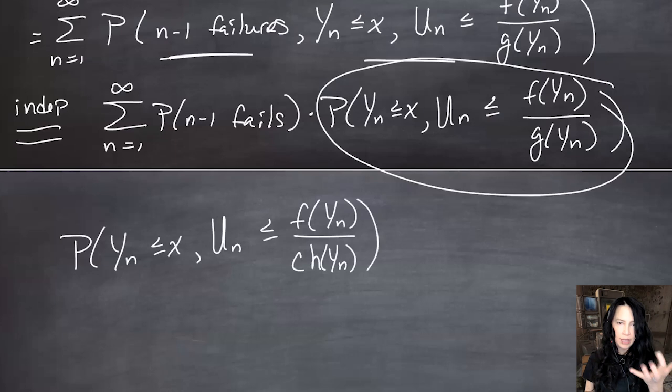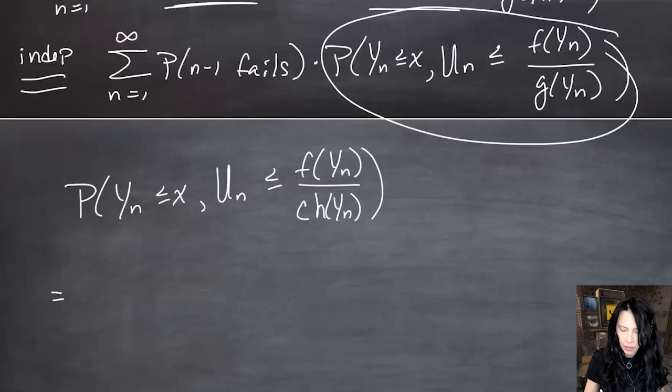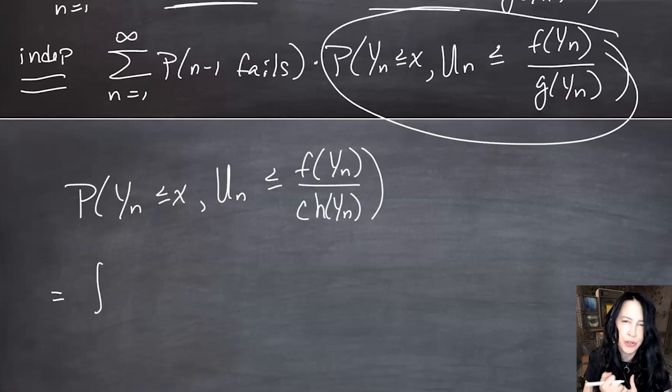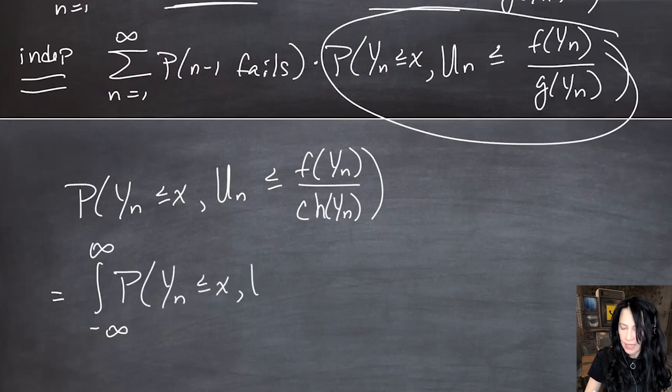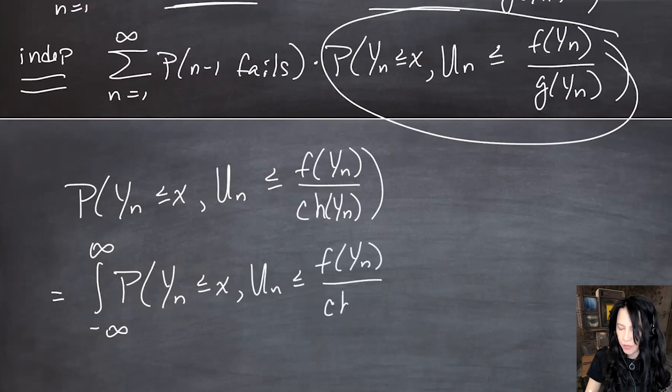To figure out what this is, I have a couple of random things here, so I'm going to condition on one of them. I am going to condition on the value of y. Just to make this proof a little easier to write down, I assume that the support is minus infinity to infinity. So: the probability Yn is less than or equal to x, Un is less than or equal to f of Yn over c h of Yn, given that Yn is y.